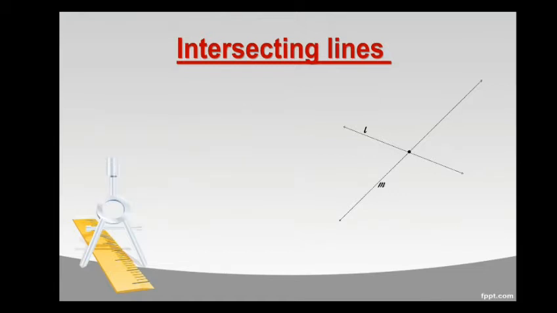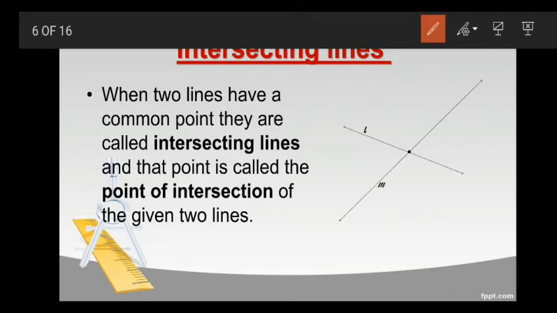Tell me whether this line and this line are intersecting lines. So what is meant by a line? We can extend a line in both directions endlessly, right? If we take this line as L and this line as M, you can extend this line in this direction, and when you extend it, we get a common point. So these two lines are intersecting lines.